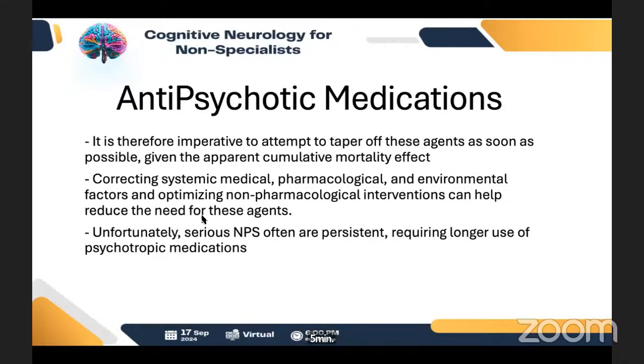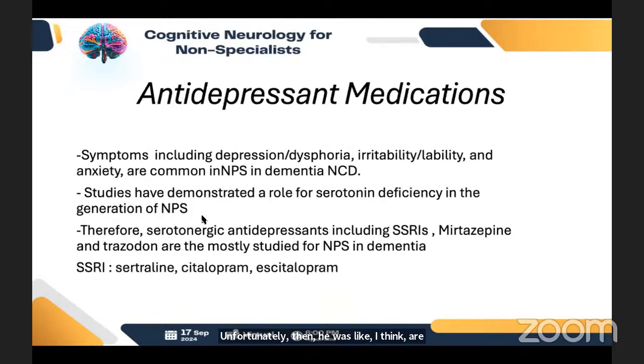So unfortunately, the neuropsychiatric symptoms are persistent, and they will require long use of psychotropic medication. Quickly, I'll go through antidepressants. The most studied are the SSRIs and mirtazapine, and trazodone as well. You will find them in the MOH protocol if you are using them on those segments of patients.